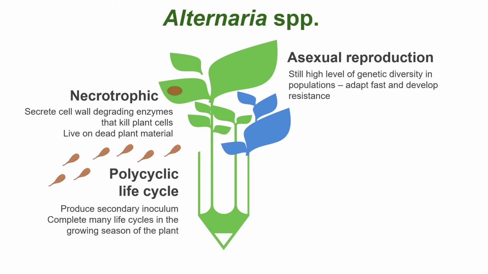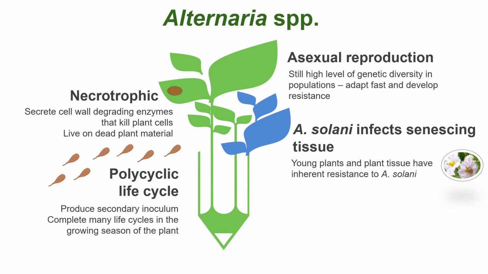Alternaria species undergo asexual reproduction. But despite the fact that they undergo asexual reproduction, there is still a high level of genetic diversity found in populations of Alternaria species. This results in them adapting fast to various conditions and developing resistance, whether it be to fungicides or to cultivars.